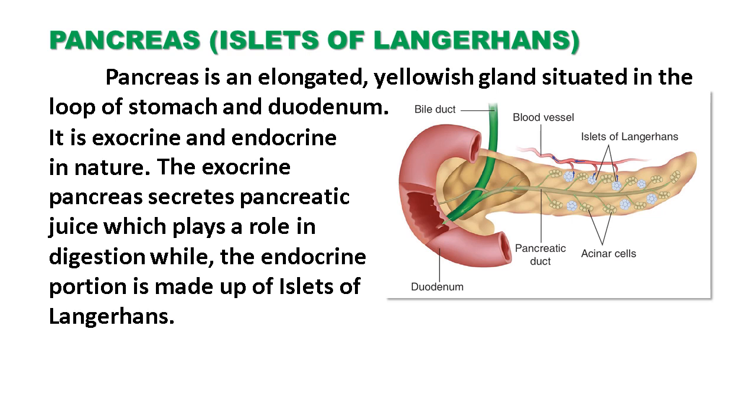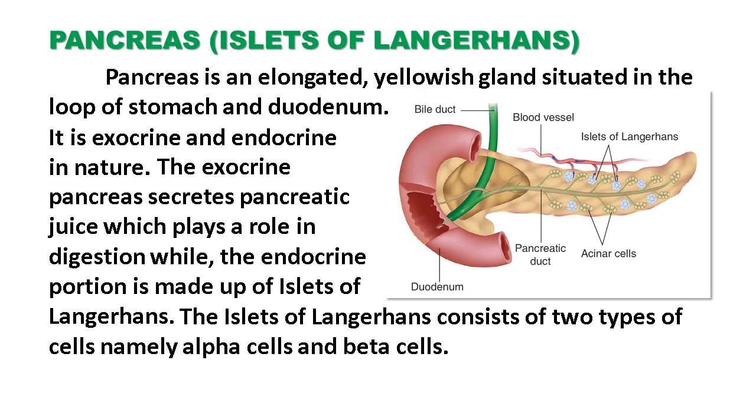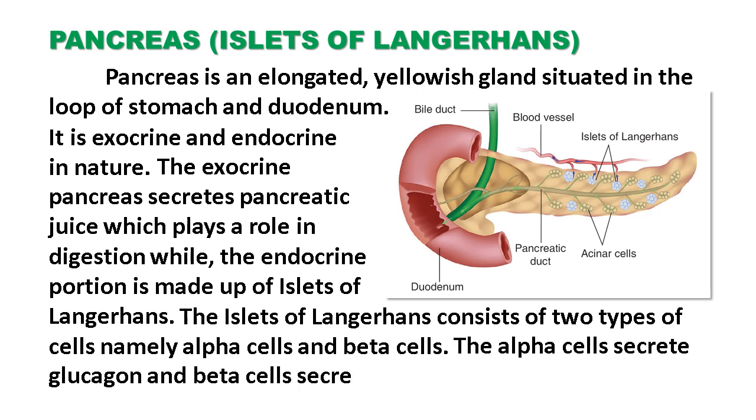of Langerhans. The islets of Langerhans consist of two types of cells, namely alpha and beta cells. The alpha cells secrete glucagon and beta cells secrete insulin. So, pancreas is a dual gland. It is acting as a ducted gland, that is exocrine gland, and a ductless gland, endocrine gland.